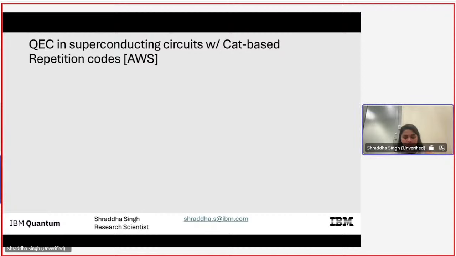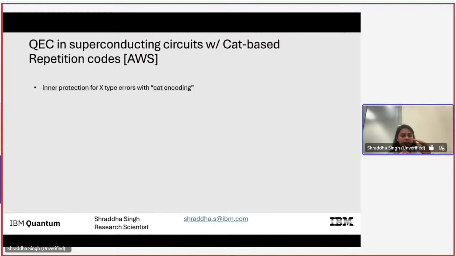Now, Amazon, on the other hand, is going a different route of using bosonic qubits, bosonic codes, to actually tackle this problem of inefficiency of surface codes. So what they do is, if you remember my repetition code picture for Shor's algorithm, I had an inner encoding and then an outer encoding. Here, there is a similar scenario.